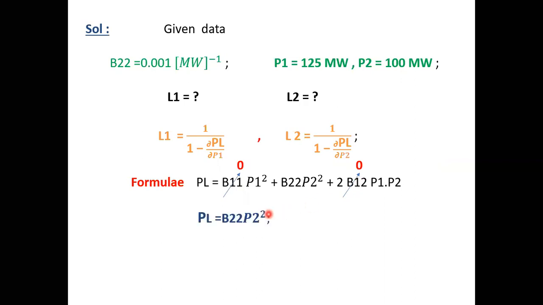And the remaining formula is PL equals B22 P2 square. So from the given data, we know the B22 value, and similarly, we know the P2 value. So substitute those, you will get the PL value. Tell me the PL value. I will give you some time, find out the PL value. Substitute B22 value and P2 value.